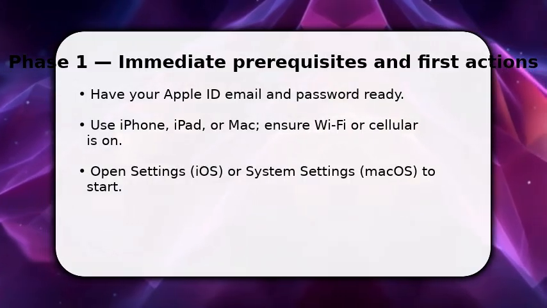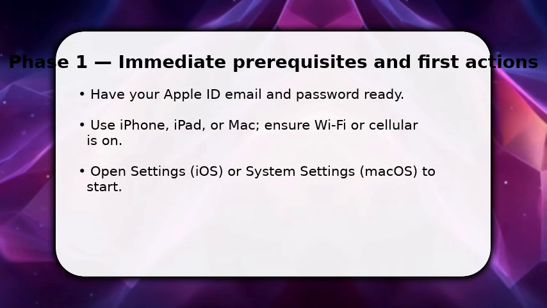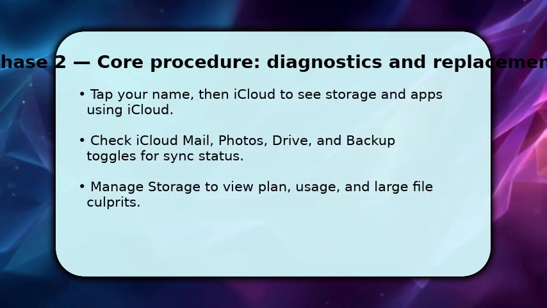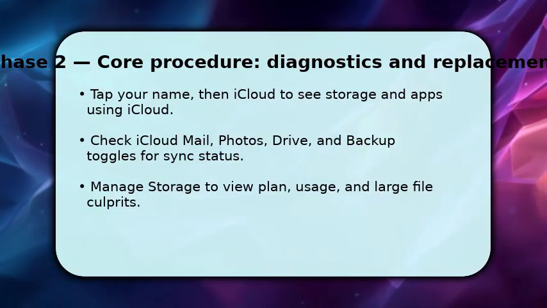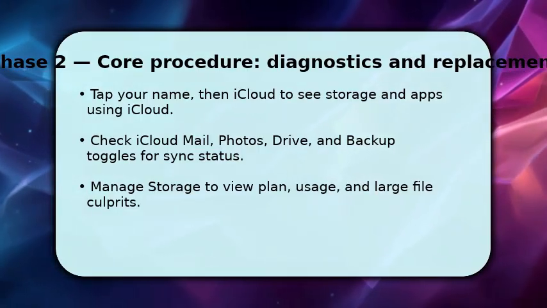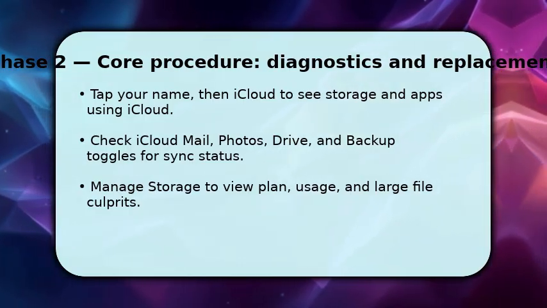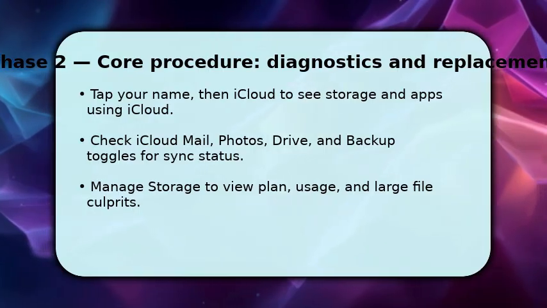Now tap your name at the top of Settings to reveal iCloud options and account details. Once you open your account pane, tap iCloud to view everything linked to your Apple ID. You'll see storage used, app syncing, and iCloud services like Photos, Drive, and Backup. These toggles show what syncs.